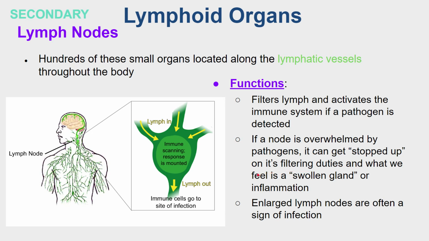And then what we feel like in our necks is probably the place that you felt it, maybe under your armpits. But you might feel that inflammation or that swollen gland. And that's one of the things that your doctors will check you. That's why they kind of feel your neck when you go in for an exam, is that they're looking for signs of those enlarged lymph nodes, because that tells the doctor that there might be an infection.